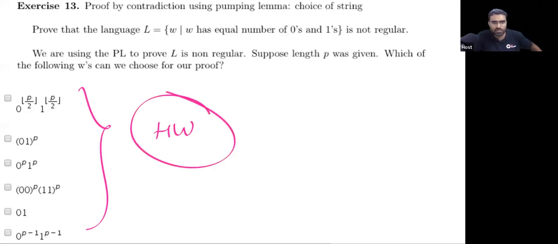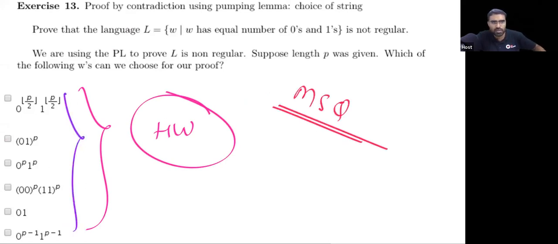In this, multiple options will be correct. This is an MSQ question, and there are multiple strings that will help you. But let me ask you one thing: which string do you not even have to check? Which string does not have the power to help you?